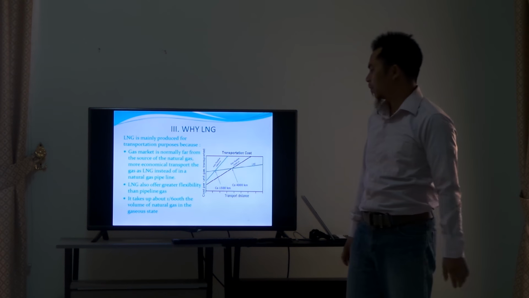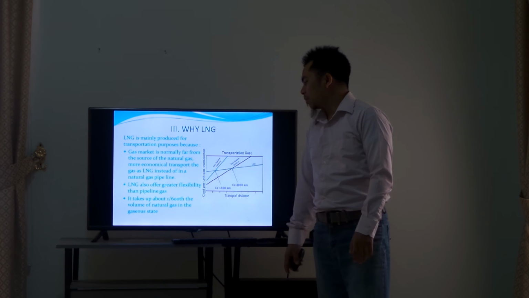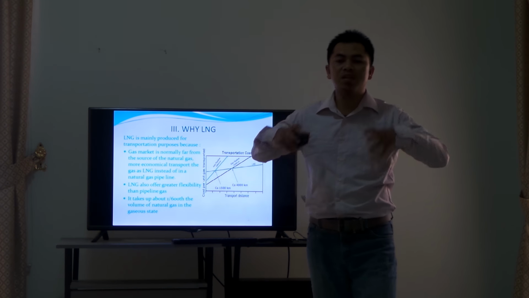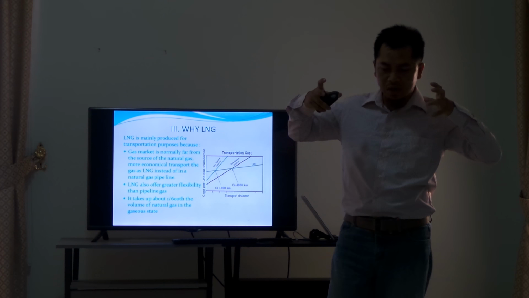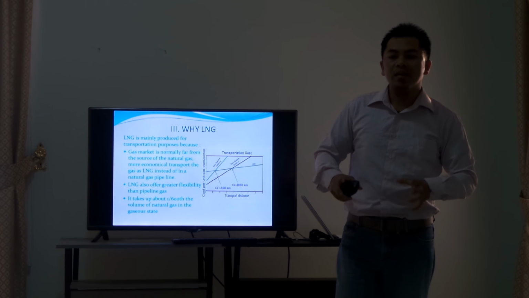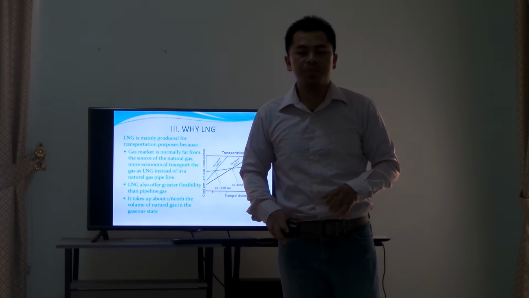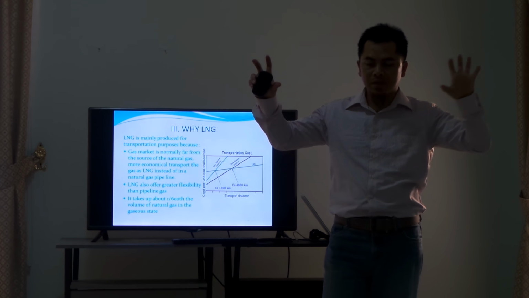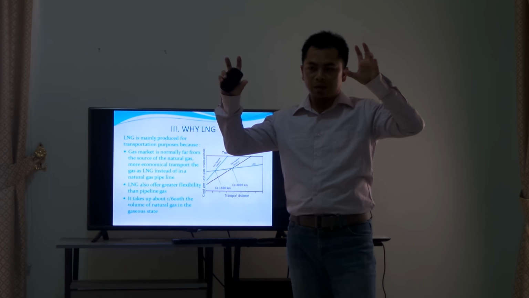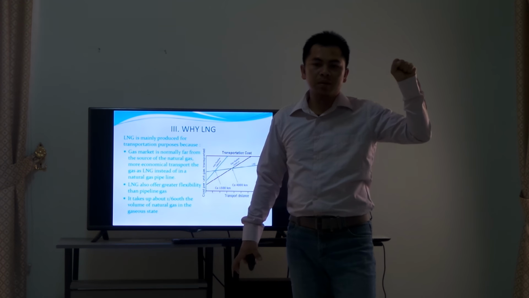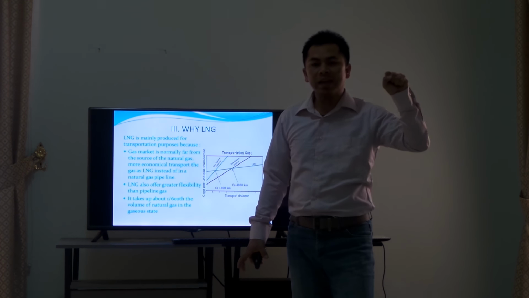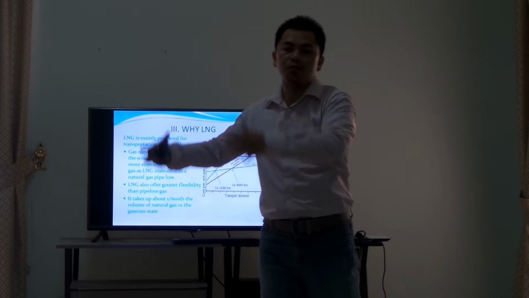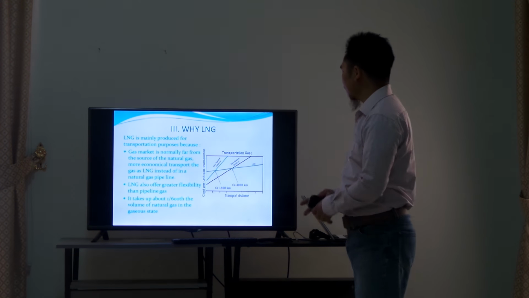It's more flexible. LNG takes up about 1/600th of the volume of natural gas in the gaseous state. When natural gas changes to liquid, it saves 600 times the space. This means that if you want to store 1 liter of LNG, that equals storing 600 liters of natural gas. That's how economical it is.